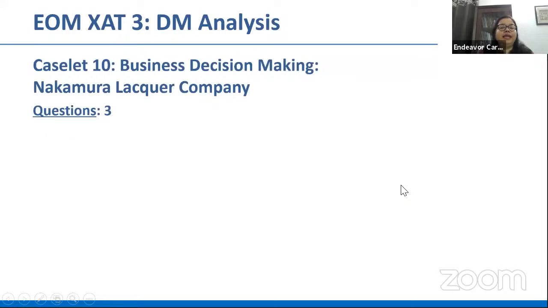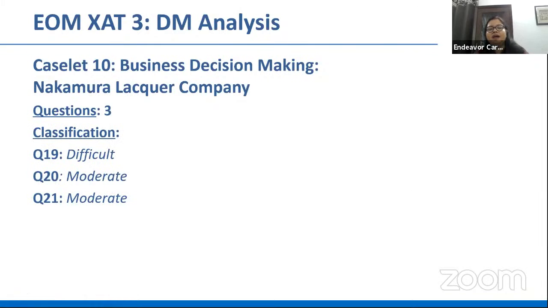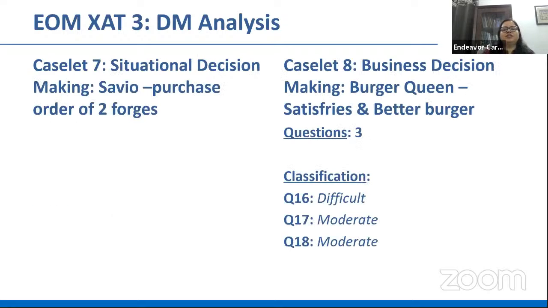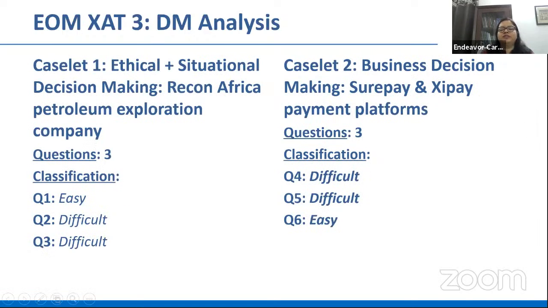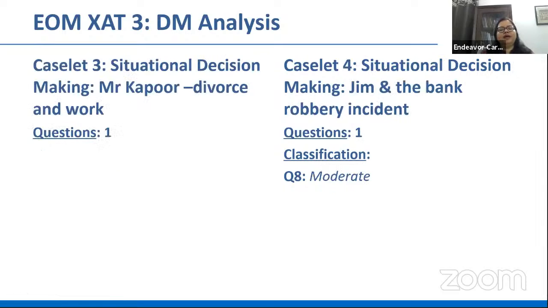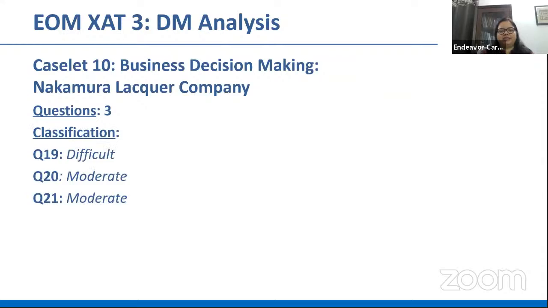Next, the 10th caselet, that of business decision making of the Nakamura Lacquer Company, NLC. The last two questions were very straightforward, could easily be done, not much trickiness there. But question 19, where they decide which order is to be taken, is a slightly conflicting one. There's one option that you get stuck with, and therefore it's marked slightly difficult. So overall, other than those first two caselets, which are rather difficult because they have at least two difficult questions, you would have seen better accuracy in most other caselets.